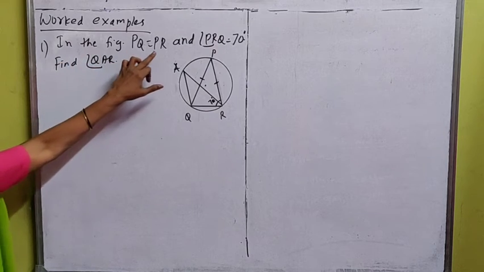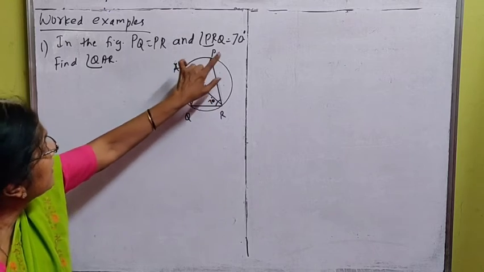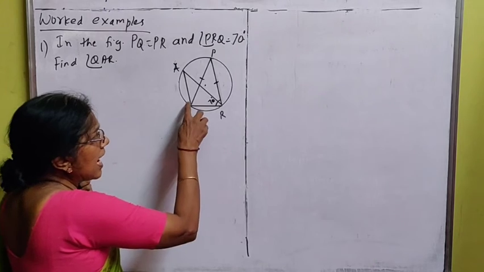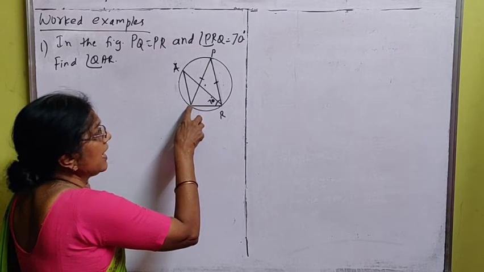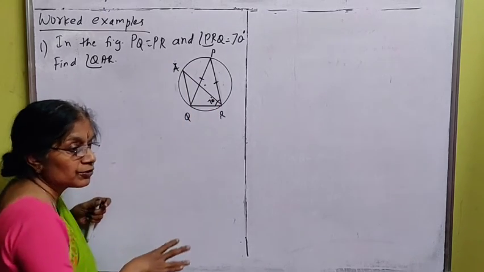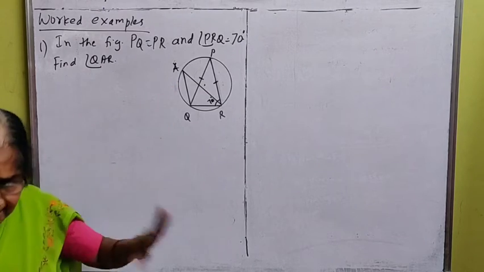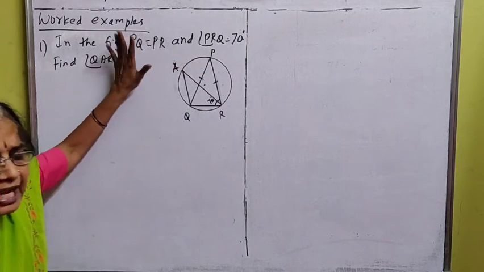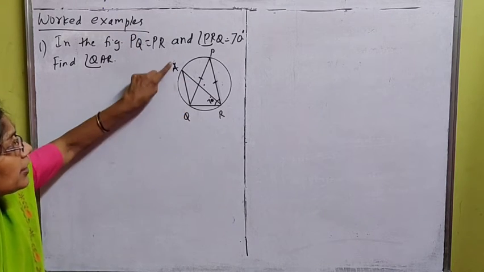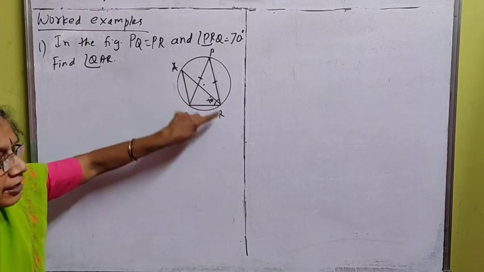In the figure, PQ is equal to PR, and angle PRQ is given as 70 degrees. Find angle QAR. You can see that arc QR subtends angle QPR on the circumference and also angle QAR on the circumference. Just now in theorem 6 we saw angles subtended in the same segment. So this is the same segment. They are equal, which means if we get QPR, we can get QAR also. Why? Because angle QPR is equal to angle QAR.